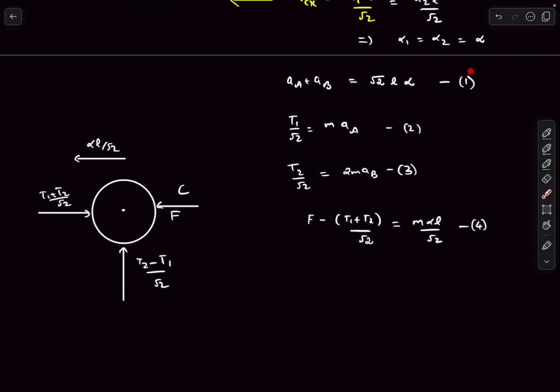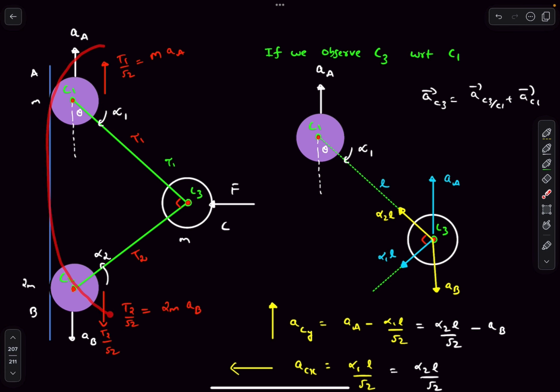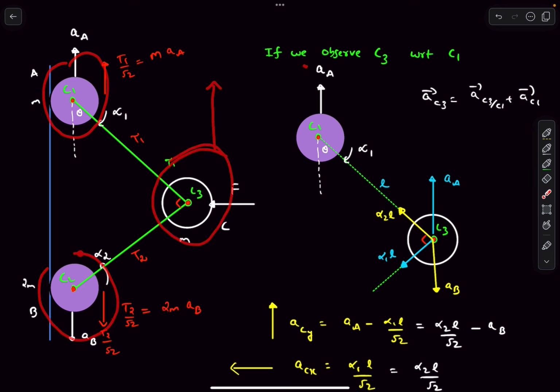Okay, so basically now we have 4 equations and we have 5 variables, right? So T1, T2, alpha, AB, AA. So we have 5 variables. We need one more relation. So for that, we can either use Fy equals ma for the disc C, or what we can do is we can see that there is no force in the vertical direction, right? So basically I'm talking about the direction parallel to the wall. There is no force in this direction if we take all the 3 discs as our system.